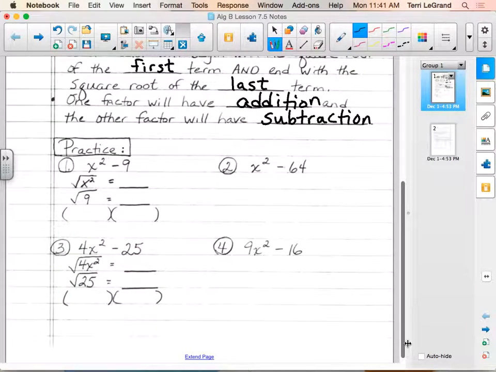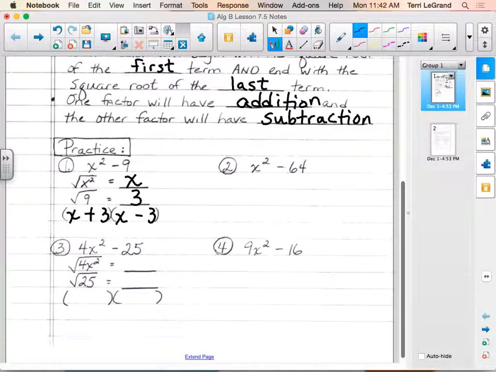So here's how you will show me your work. It's like how we're going to do here in our notes. We have x squared minus 9, the one that we said was a difference of two squares. We have to show taking the square root of x squared. What is the square root of x squared? X. We have to show taking the square root of 9. What is the square root of 9? 3. So we said both factors will start with the square root of the first term. Both factors will end with the square root of the last term. One will have addition, the other will have subtraction.